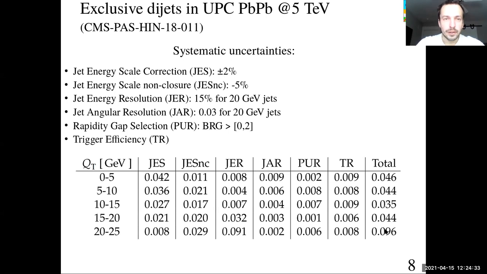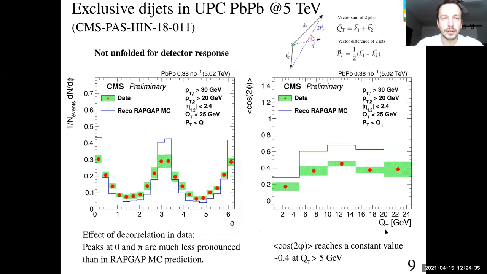And so let me move on to the results. These are preliminary results released by the CMS collaboration. And what I want to note, first of all, is that they are not unfolded for the detector response. So the left plot shows the data compared to the reconstructed RAPGAP Monte Carlo for the phi distribution, which is the angle between QT and PT vectors.